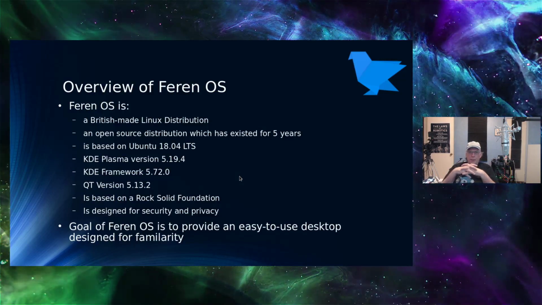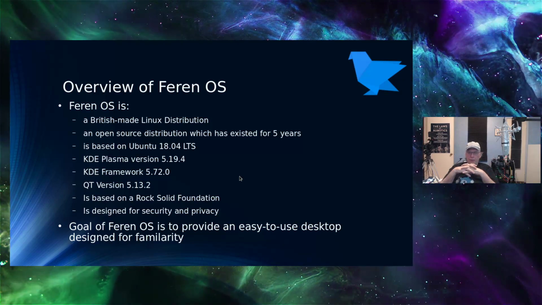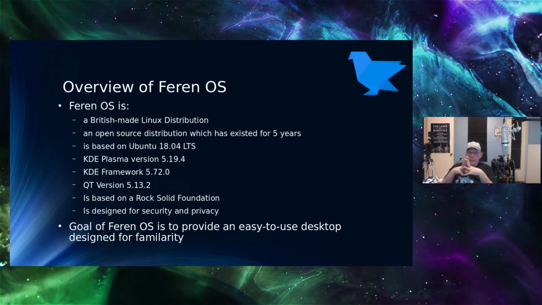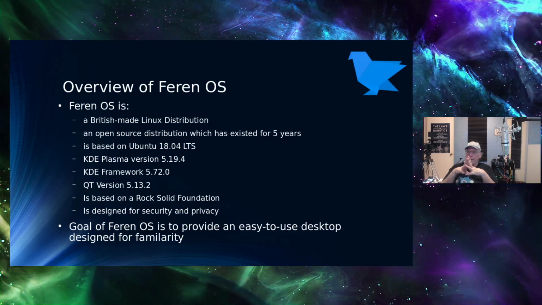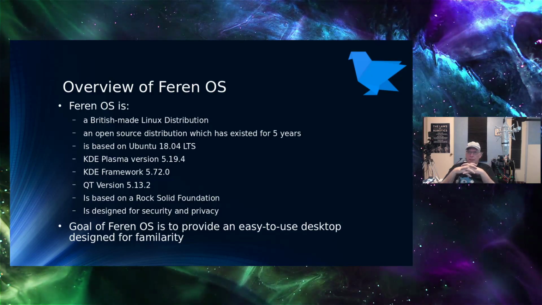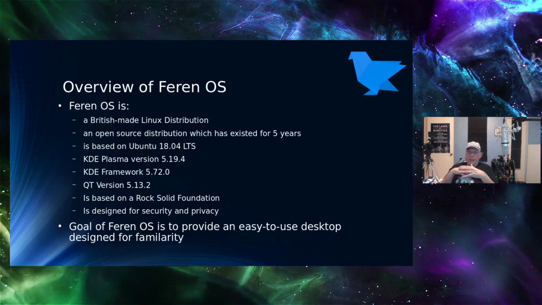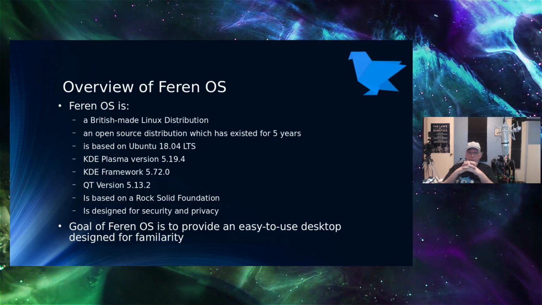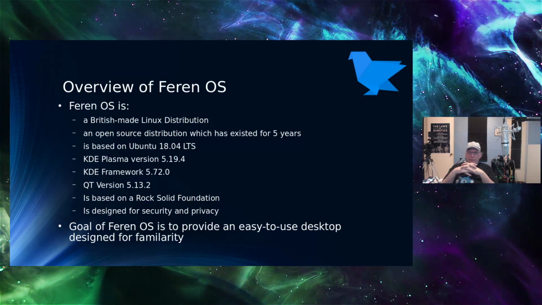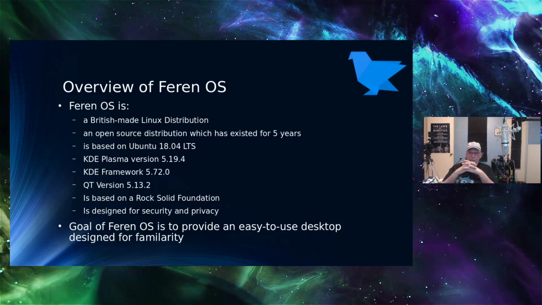But before we do that, what I want to do today is to kind of talk a little bit about the distribution itself. So Feren OS is a British-made Linux distribution. It is open source, and they've existed for, as I've said, 5 years. It's based on Ubuntu 18.04 LTS, and the KDE is the default desktop environment, and that is version 5.19.4. The framework is 5.72 for KDE, and the Qt version is 5.13.2 for those of you that care about such things.